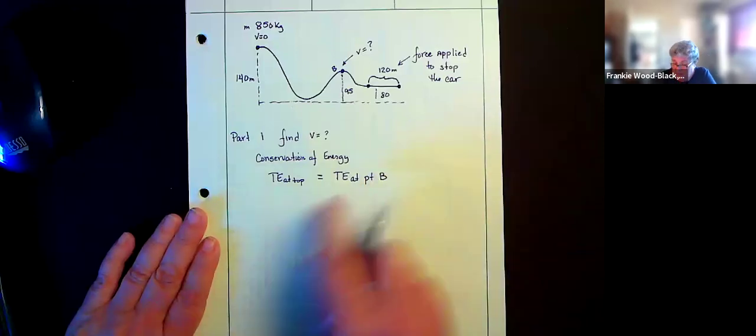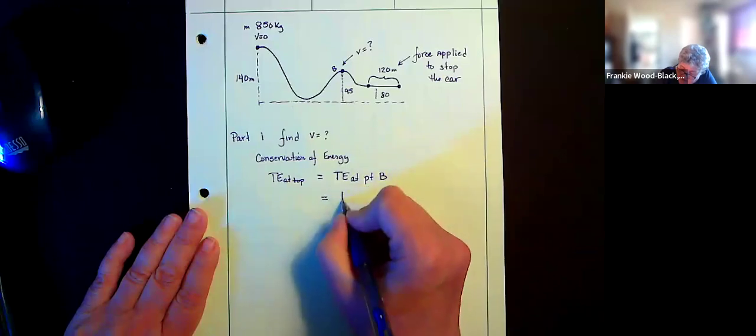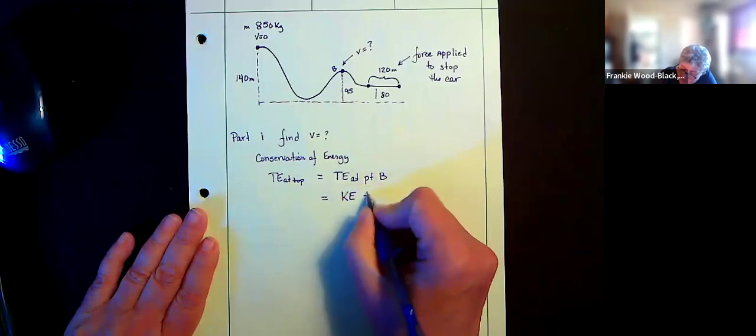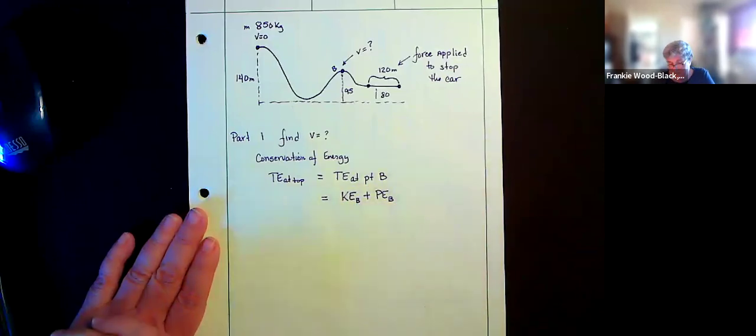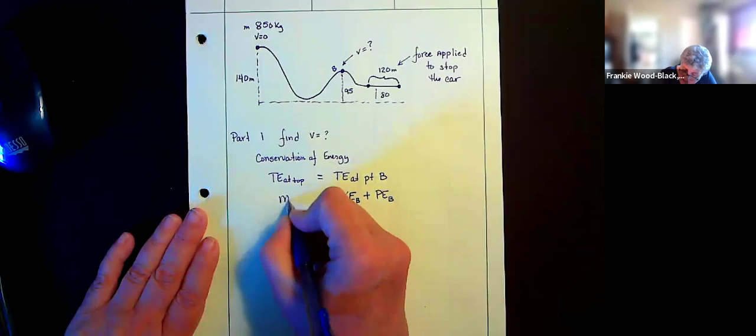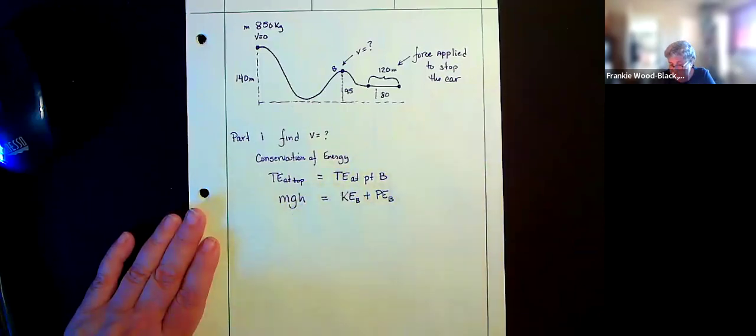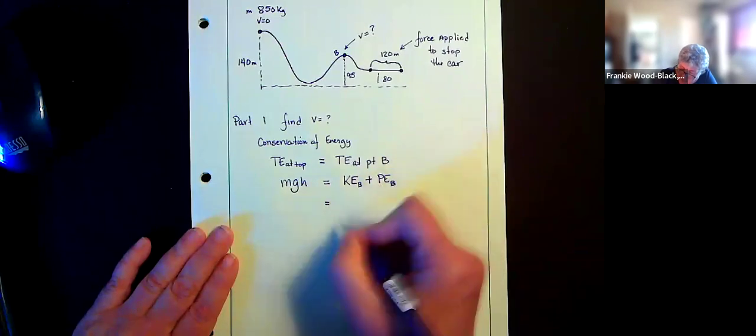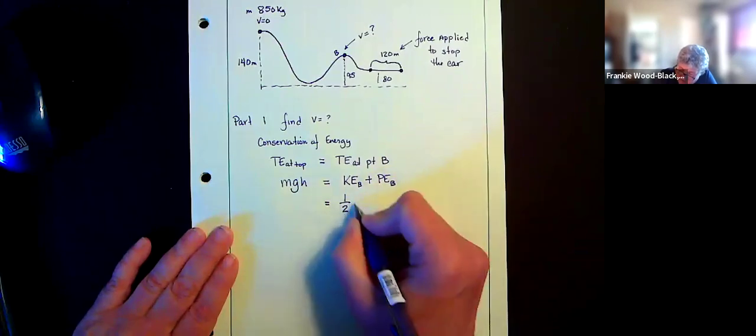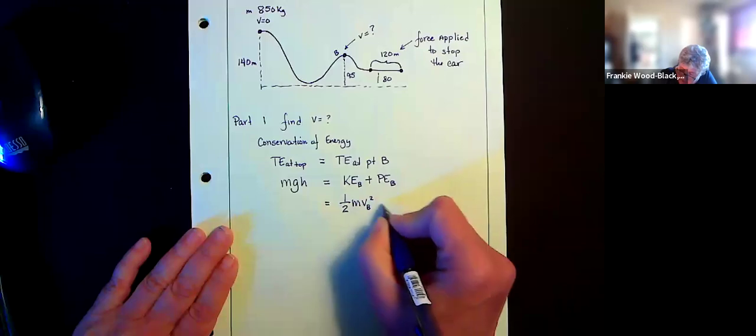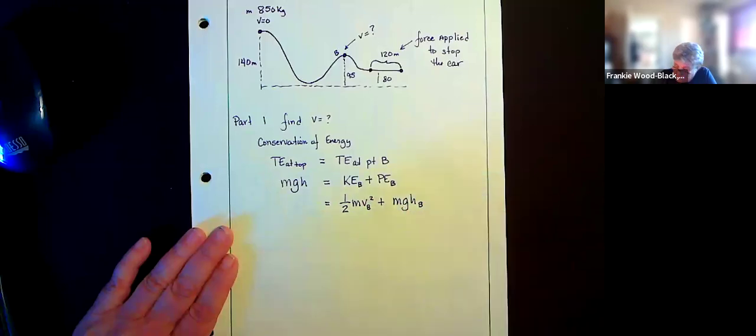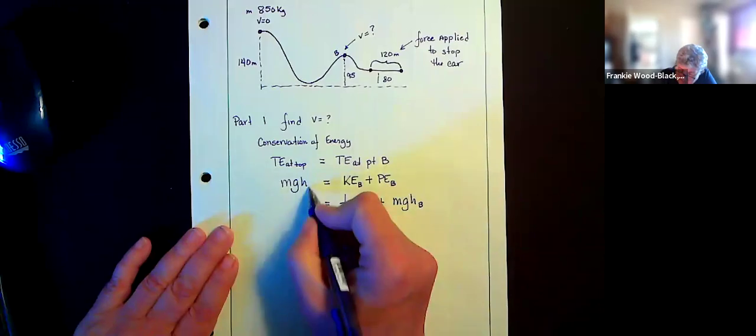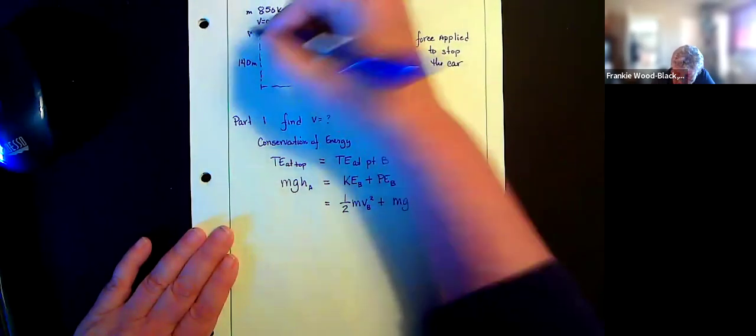But now my point B has got kinetic energy associated with it, and it has potential energy associated with it. So I got to worry about each one of those. But this one is just going to be mgh. Well, my kinetic energy at point B is going to be 1/2 m v_B squared plus mgh at B. And this is h at A. We're going to call this point A just so we can keep that.